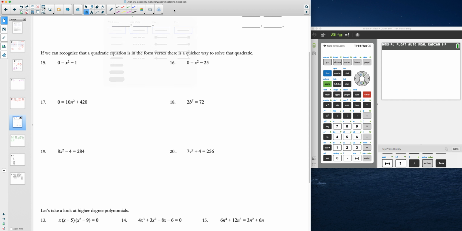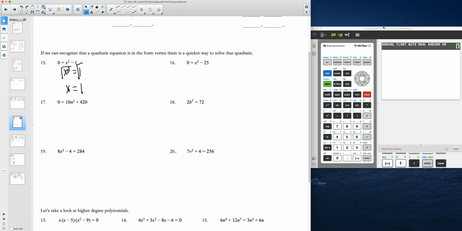When I look at this, once again, we always want one side to be equal to 0. So now 0 equals x squared minus 1. That means x squared has to equal positive 1. Then I can take the square root of both sides. What we have to remember is that my calculator is only going to give me positive 1.